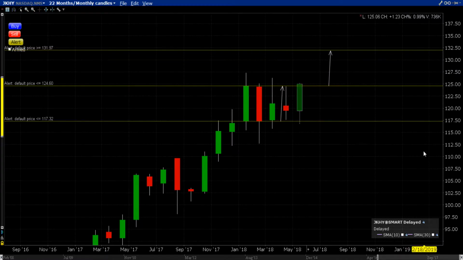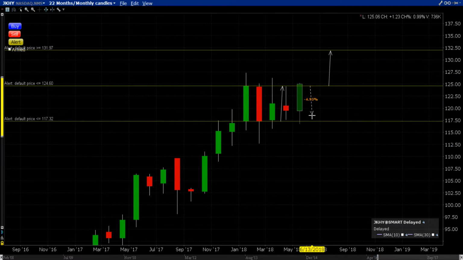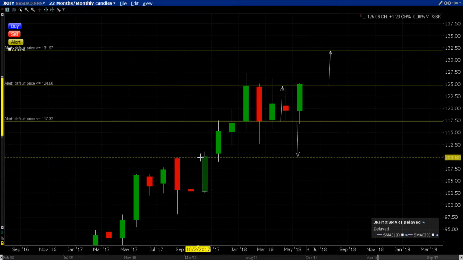There you go. Make these candles fat. And there's always a case for a breakdown. But since the candle price action is closer or above the breakout line, this scenario is not in the cards right now.